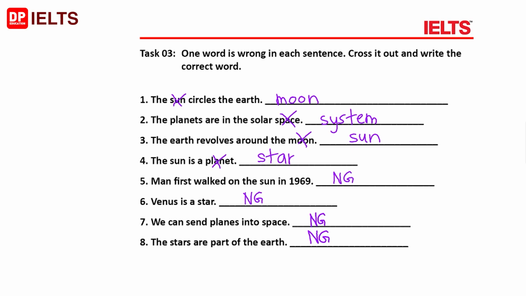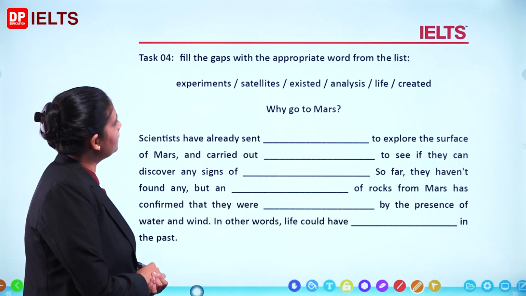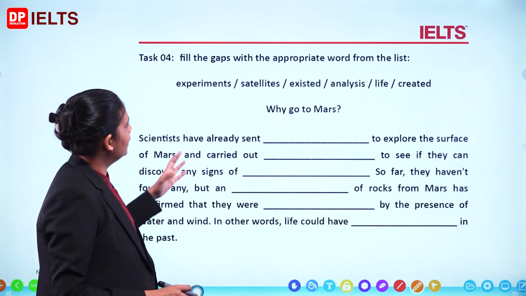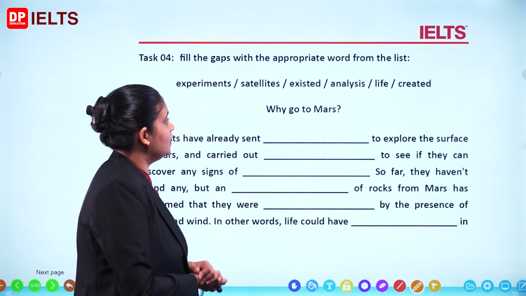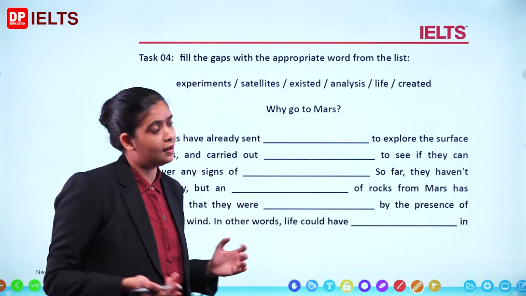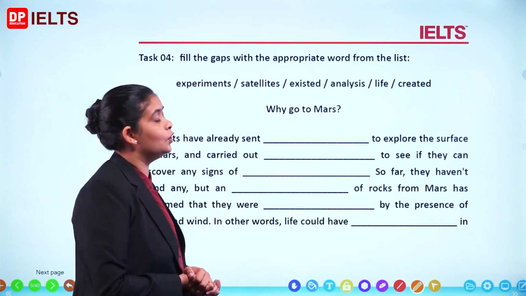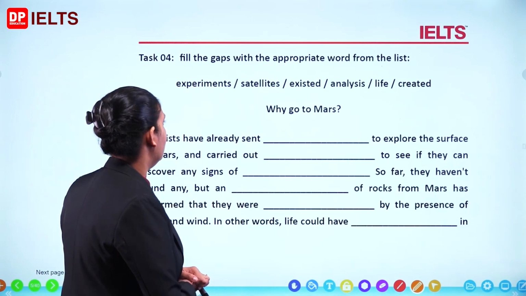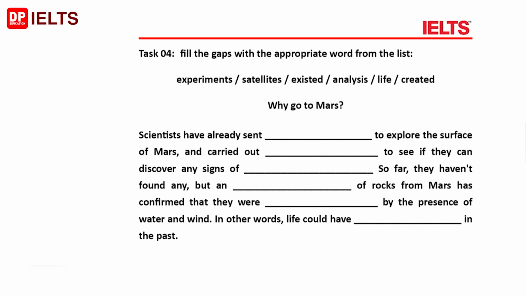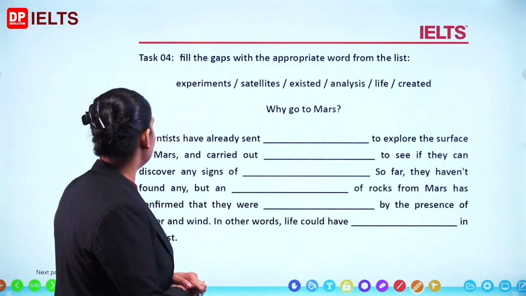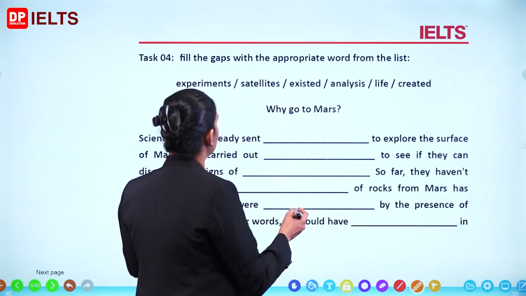Right. Fill the gaps with the appropriate word from the list. Okay? Experiments means tests. Satellite we know, existed means was present. Analysis means looking carefully at the facts. Life, created. Why go to Mars? That is the heading. Scientists have already sent satellites to explore the surface of Mars and carried out experiments to see if they can discover any signs of life.